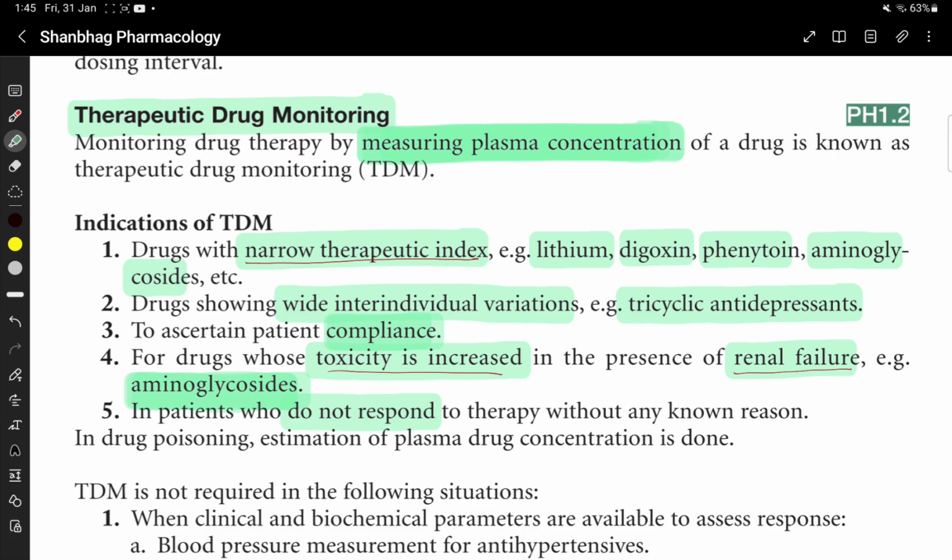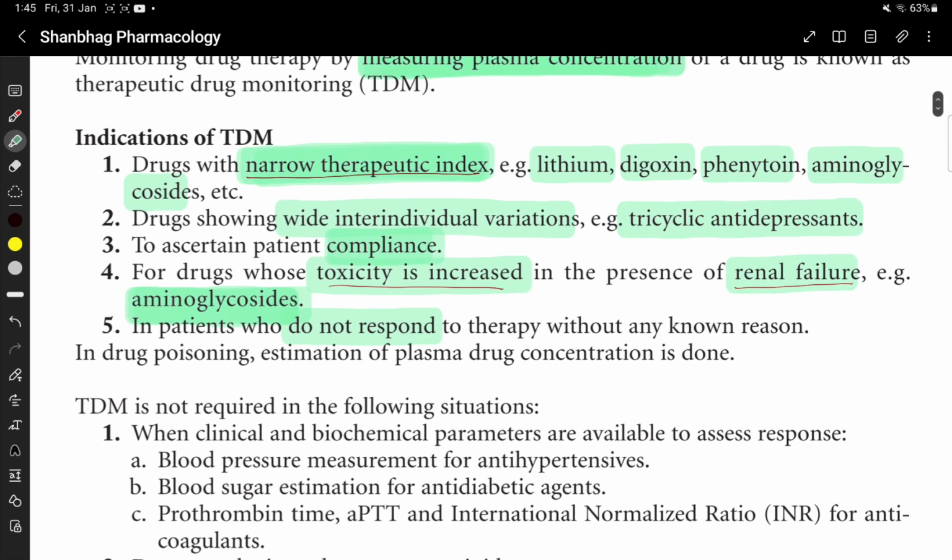Indications of therapeutic drug monitoring: drugs with narrow therapeutic index like lithium, phenytoin, digoxin, and aminoglycosides. Drugs with wide inter-individual variations, example tricyclic antidepressants, also require therapeutic drug monitoring.